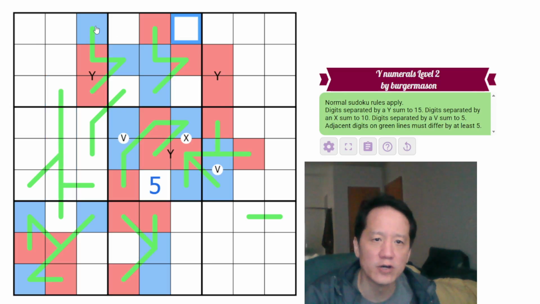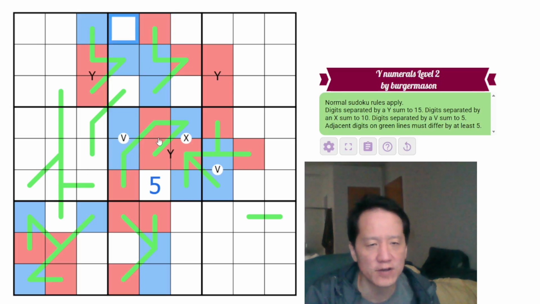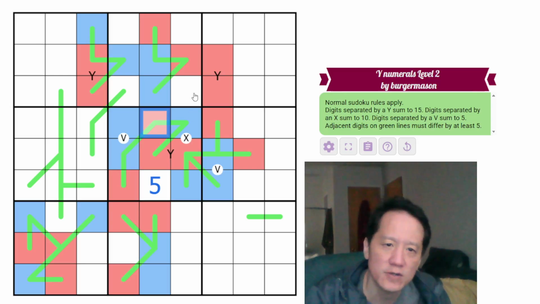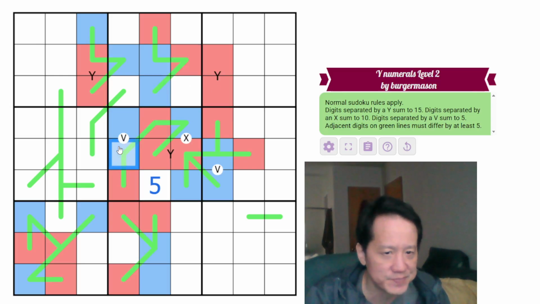Oh, I see the problem. This is not necessarily a 5. One of these is not necessarily a 5. One of these 3 is a 5. That's where I ran into the problem. Huh, I just missed that, I guess.